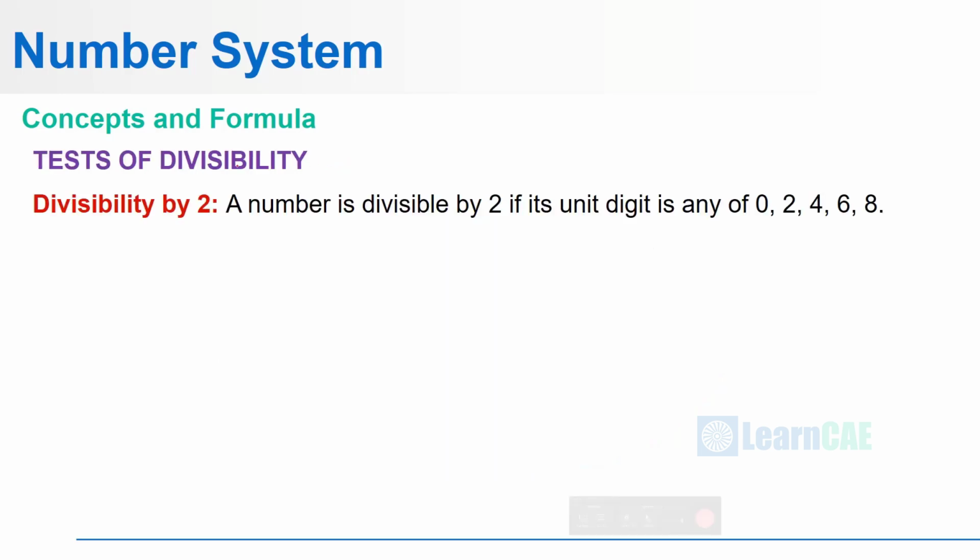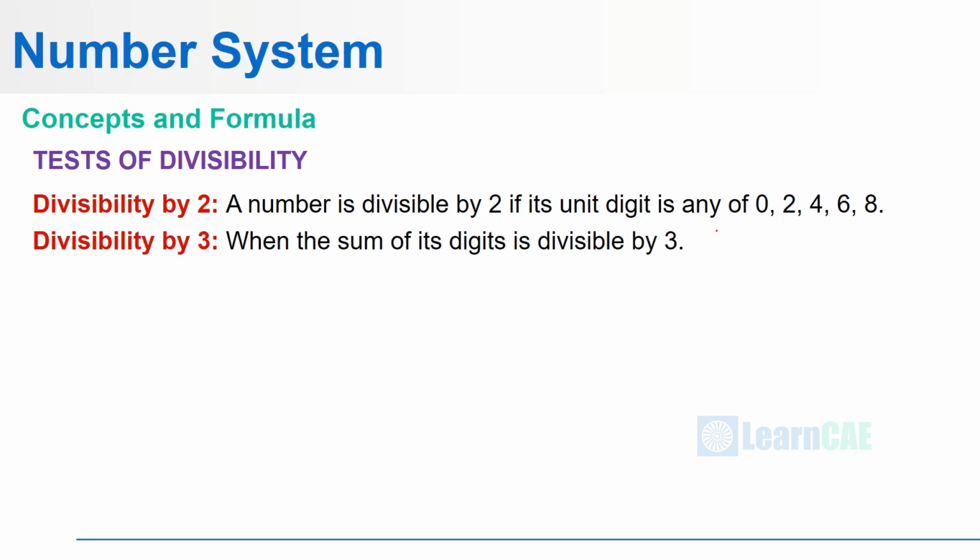Okay, finally we shall see the tests of divisibility. For divisibility by certain numbers, we have to meet certain conditions and criteria. Let us check the divisibility by 2 condition. Here a number is divisible by 2 if its unit digit is any of 0, 2, 4, 6 or 8. It means the unit digit should be an even number. Next, divisibility by 3. Here the sum of the digits should be divisible by 3. For example, 69 or 126, etc. Here if you see, the sum of the digits is divisible by 3.